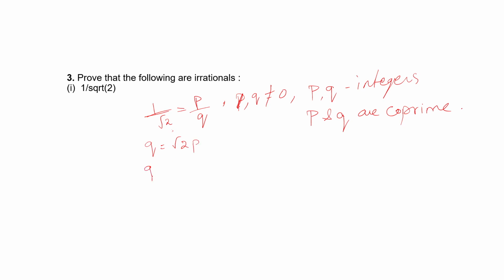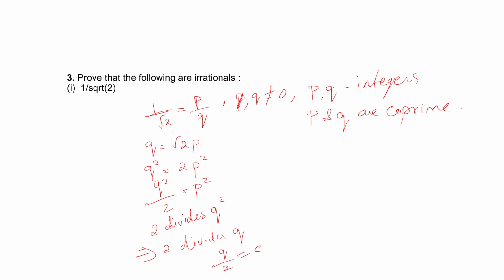After this, you have to take q is equal to root 2 p. So q square is equal to 2p square. So q square by 2 is equal to p square. So that means 2 divides q square, which implies, as per the theorem, 2 divides q. Then q by 2 will be some c, since 2 divides q. So q by 2 is equal to c. So q is equal to 2c.